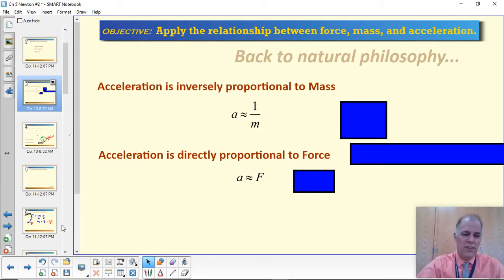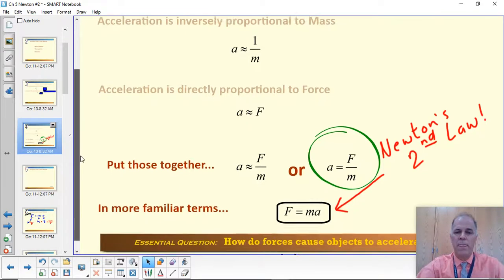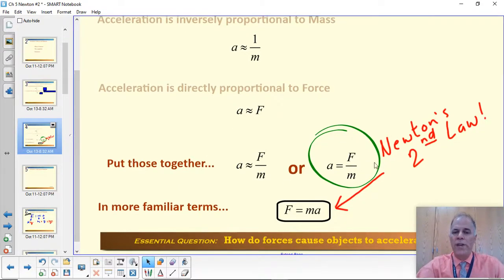That's what you discovered last time. Now, Newton put these together, and he said in his natural philosophy kind of way, well, this is generally true, the things that you just figured out yesterday, but we can put them together and make a single equation out of them and say, well, acceleration is directly proportional to force and inversely proportional to mass. So you could say that it's proportional to force divided by mass. That's what those symbols mean.